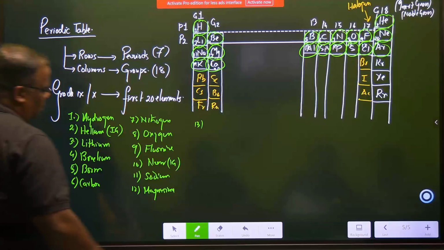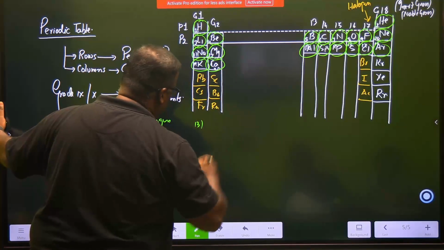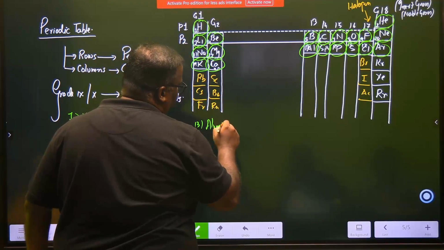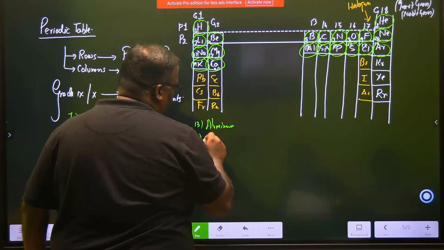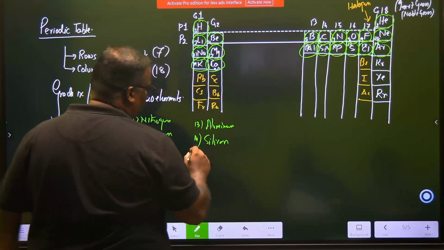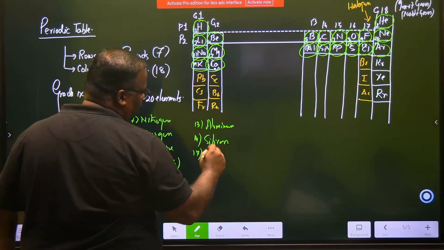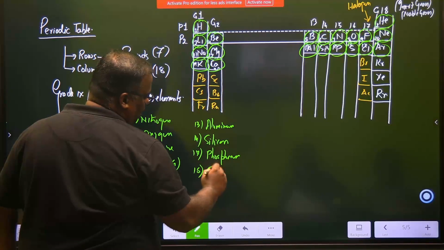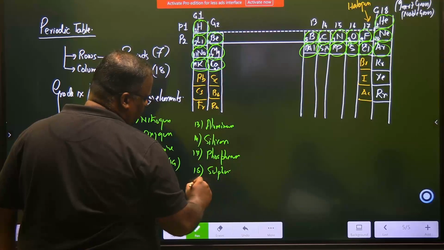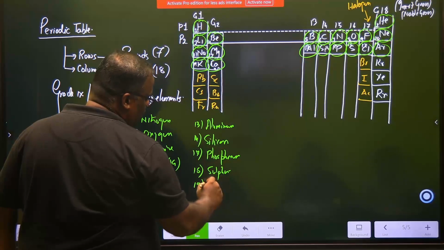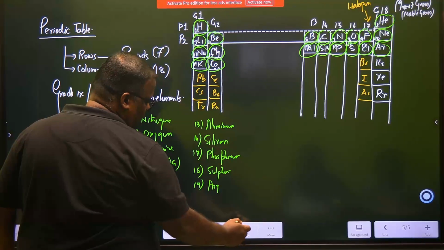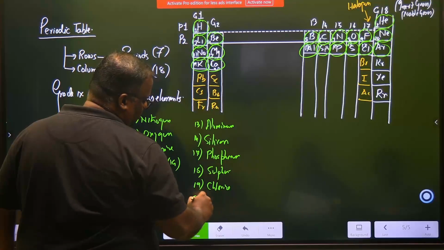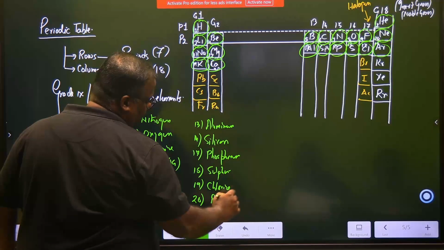Okay, number 13, magnesium. After magnesium you will straight away go below boron, so it is aluminium. Then below carbon, silicon. Then below nitrogen, phosphorus. Then below oxygen, sulfur. Then below fluorine, it should be chlorine. Then below neon, argon, your third inert gas.